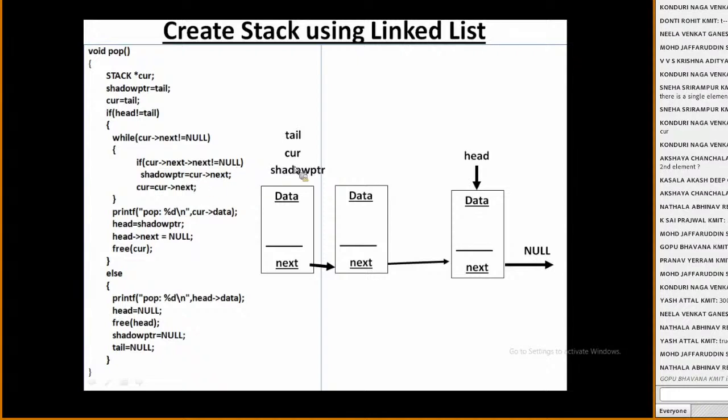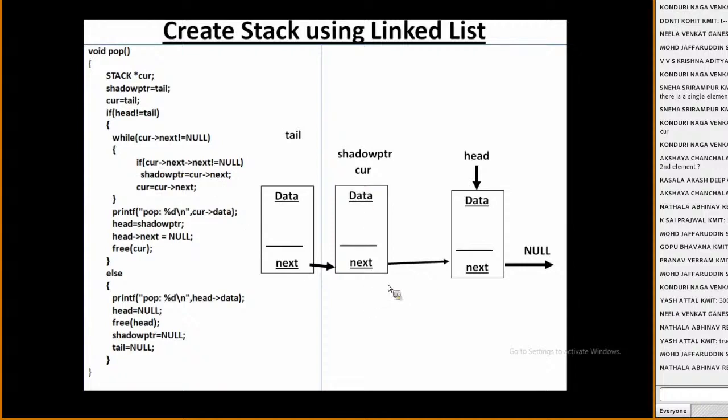When it is not equal to null, what I am going to do, I am advancing the shadow pointer here. So, shadow pointer will come here. So, shadow pointer is now pointing to the base address of the second node. Right? Now, I am out of the if condition. So, the third statement is cur is equal to cur of next. So, cur of next also will come here. Now, again, I'll go to the top of the while loop condition.